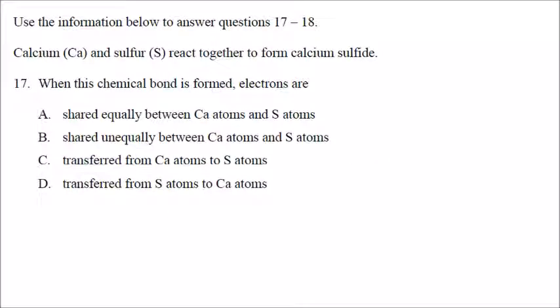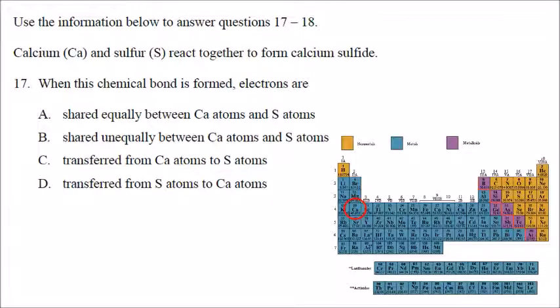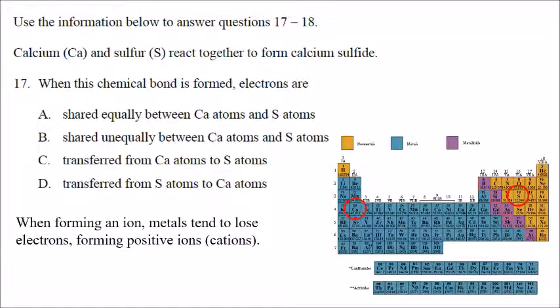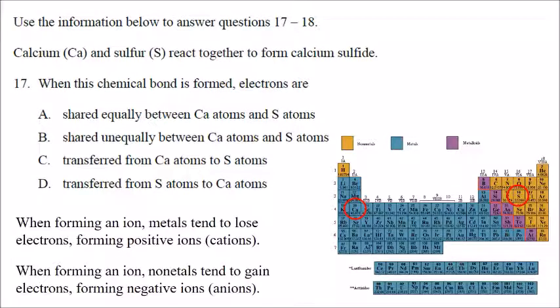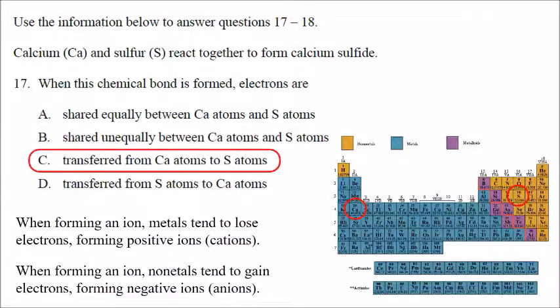In number 17, we know that calcium reacts with sulfur to form calcium sulfide. Calcium is a metal, sulfur is a nonmetal. So when forming an ion, metals tend to lose electrons, forming positive ions or cations. Nonmetals tend to gain electrons, forming negative ions or anions. In this situation, the electrons were transferred to form an ionic bond. They were transferred from the calcium to the sulfur.